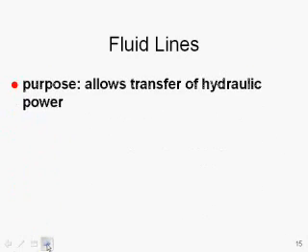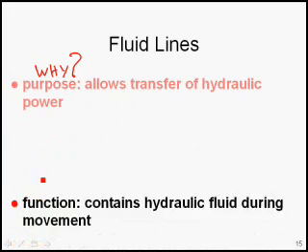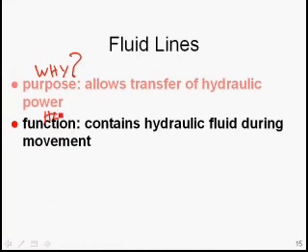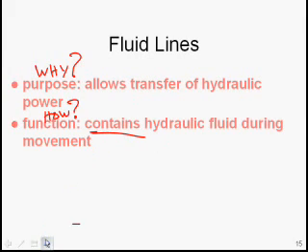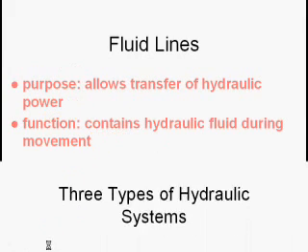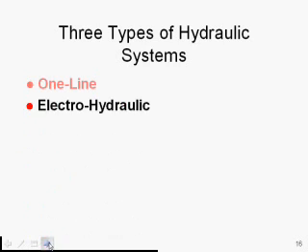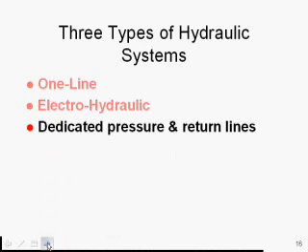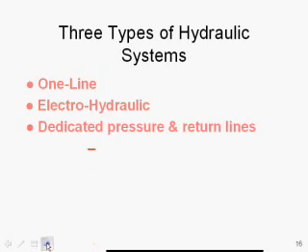Fluid lines are there. What's the why? Why are they there on the aircraft? To allow transfer of hydraulic power. And then of course the how: by making sure the hydraulic fluid doesn't leak. It contains hydraulic fluid while it's moving. That one's pretty tough. There are three basic types of hydraulic systems. We're going to cover the first two in this chapter. There's the one-line system, the electro-hydraulic, and then the system that has dedicated pressure and dedicated return lines.